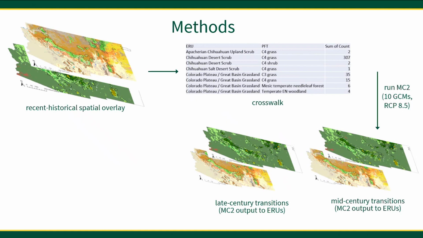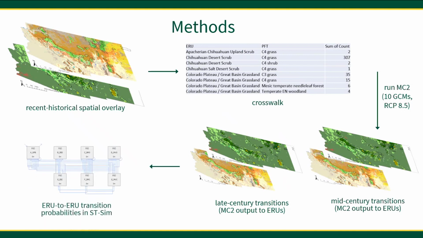So then we can take those 3 maps and we create a set of transition probabilities for ecological response units. And then that set of transition probabilities goes into our STSM model, and that's how we get climate change impacts into our model, through vegetation change as derived from MC2.